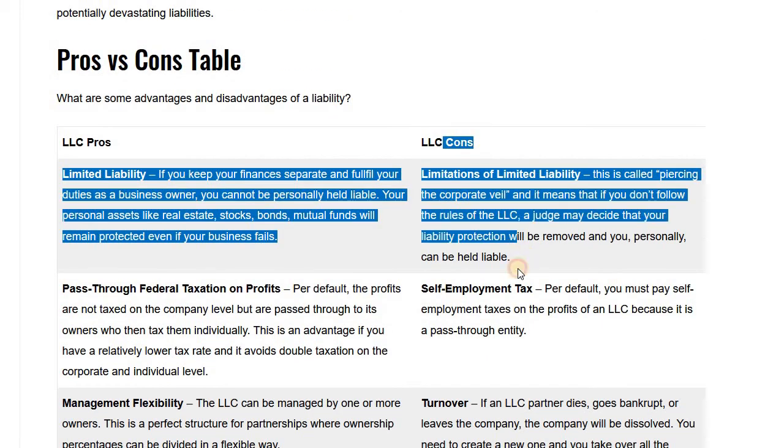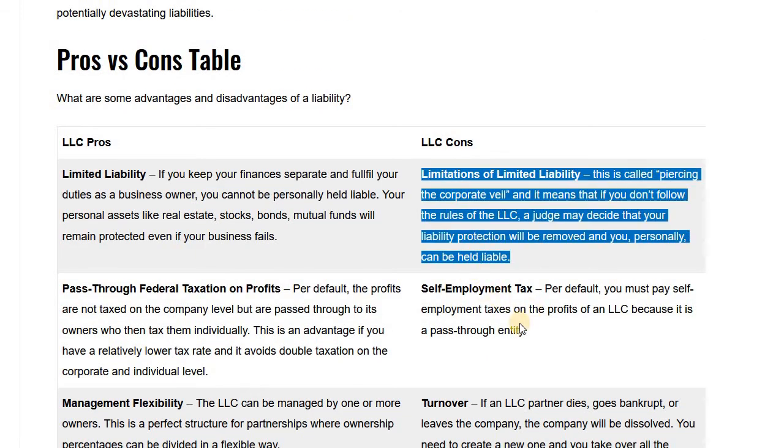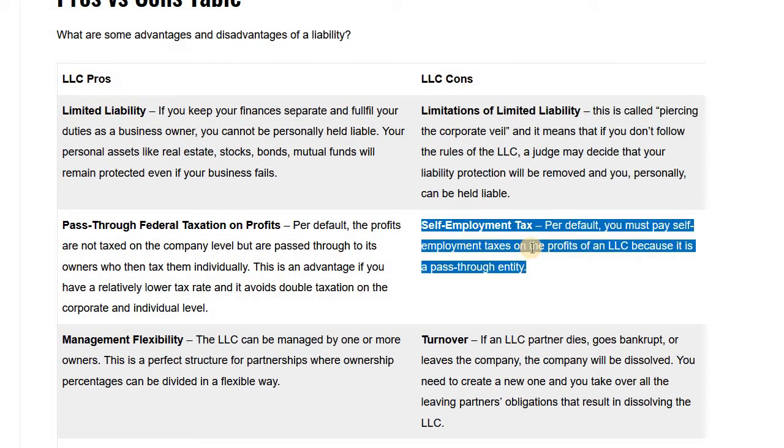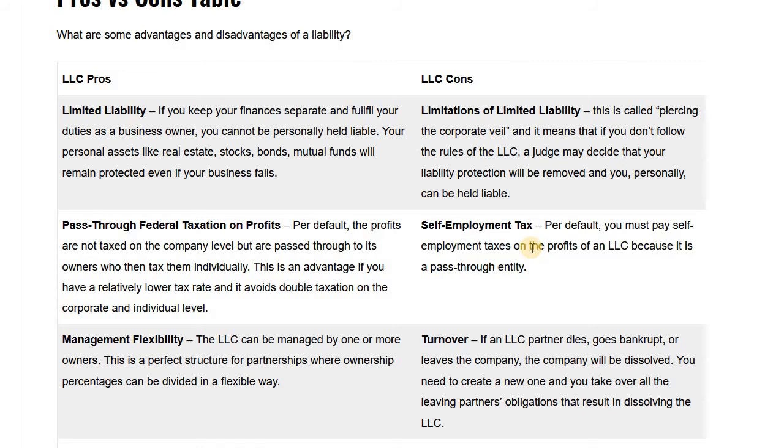There are some cons. We have already discussed one multiple times, which is piercing the corporate veil. A con is also self-employment tax. So by default, you must pay self-employment tax on the profits of an LLC, on the whole profits, 100% of the profits, because it is a pass-through entity. So all the profits are passed through to your personal level. So you have to pay the self-employment tax, which is in addition to the income tax.